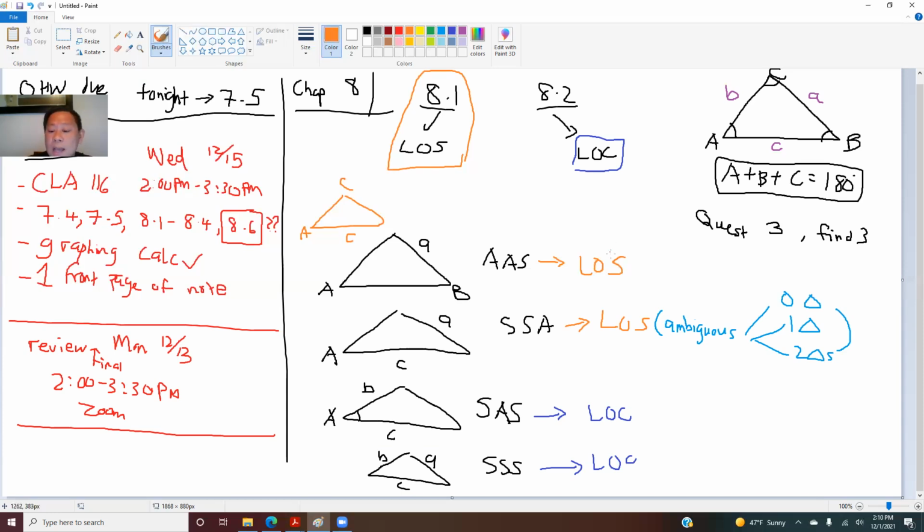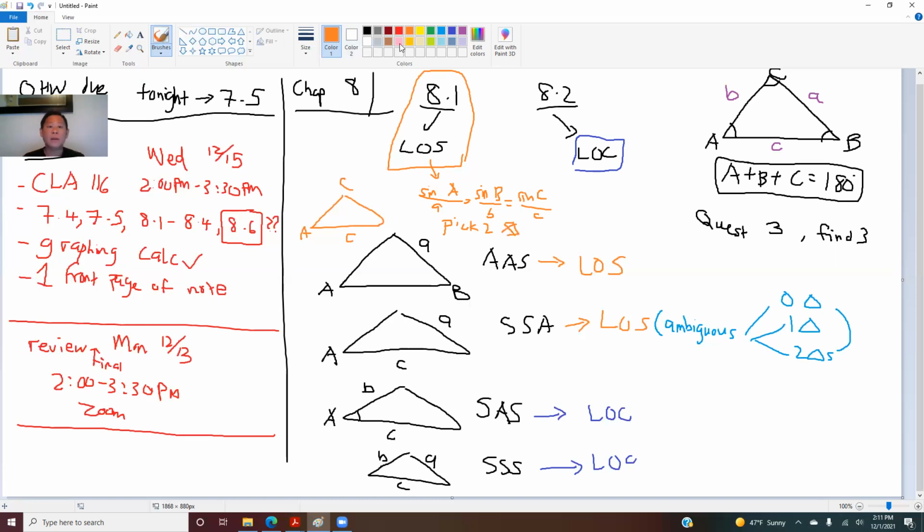Now, if it's law of sine, then the formula is very easy. It is sine A over A equals sine B over B equals sine C over C. And I know there are 3 of these. Usually you only need to pick 2. Then you cross multiply. I think you guys know how to cross multiply.